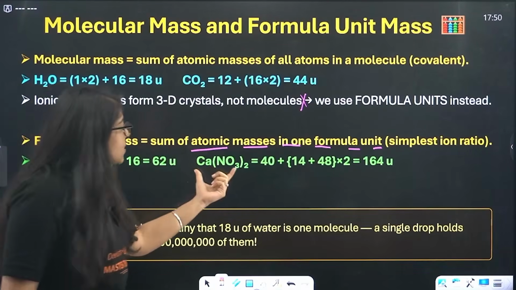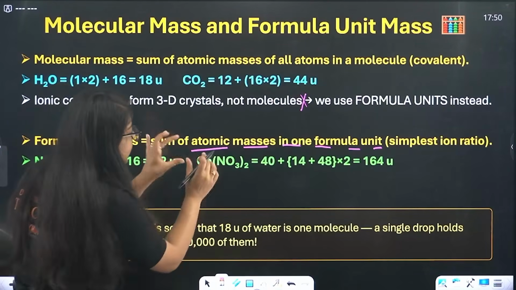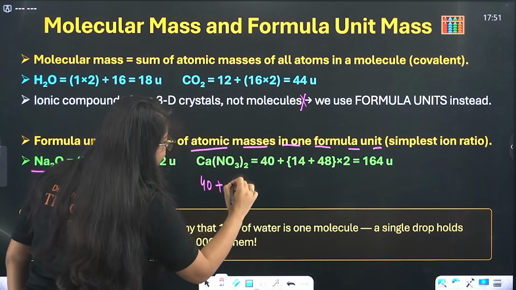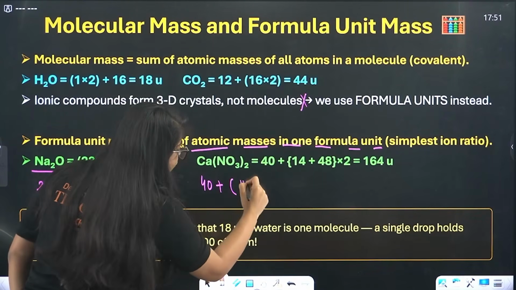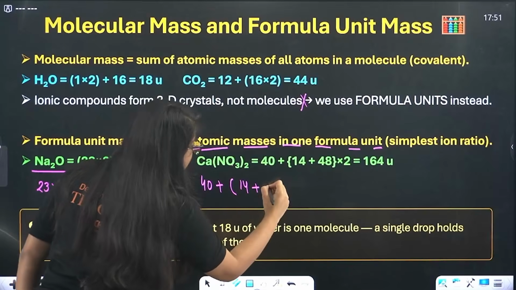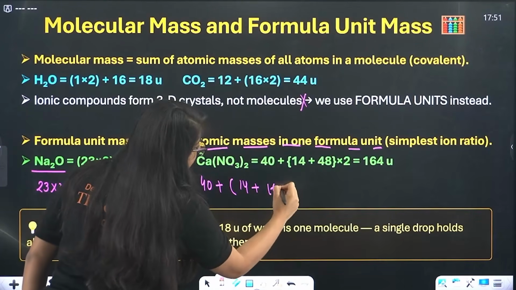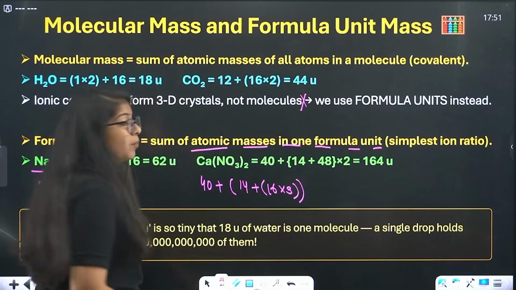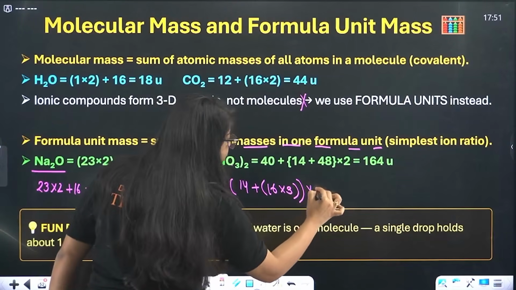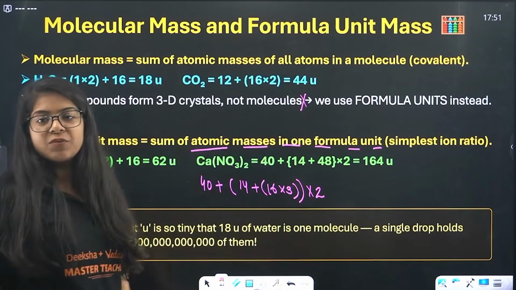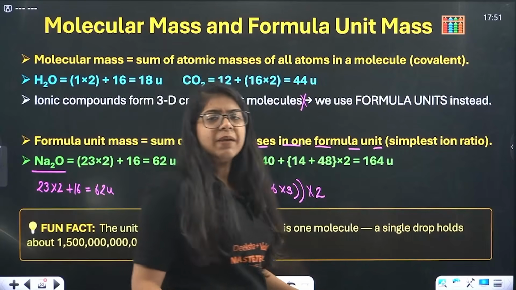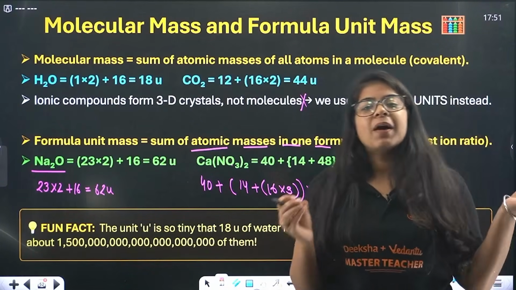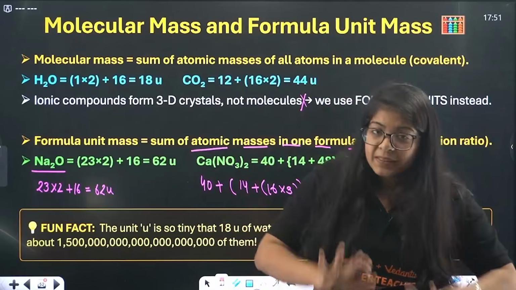Now this one will be a little different. How will you do it? See, 40 we have written plus this whole NO3. Mass of nitrogen is what? 14, plus mass of oxygen is what? 16, 3 oxygens are there, so into 3. All of this has come twice, so we'll multiply this with 2 as well and do the calculation. Okay, so that's the main important thing, the difference between covalent bond and ionic bond, but there is not much difference in the mathematics of it.